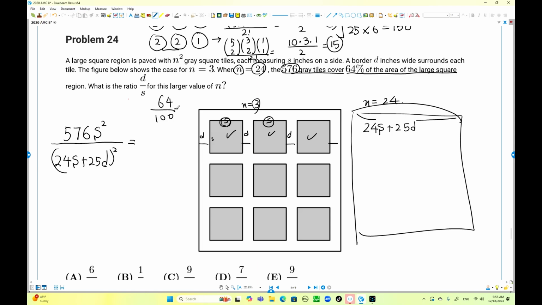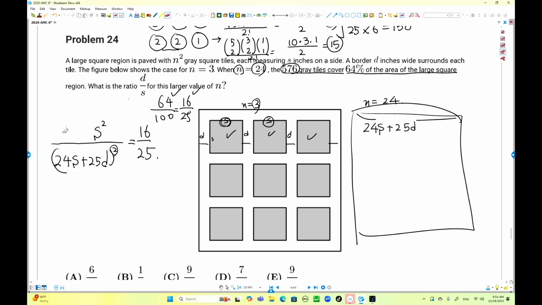Maybe you can reduce it, but it doesn't matter. You can reduce it, or use 16 over 25. You can use either one. I'm going to use the reduced one, 16 over 25. You have to solve it this way. But take a look over here: do not expand this one, it takes too much time.